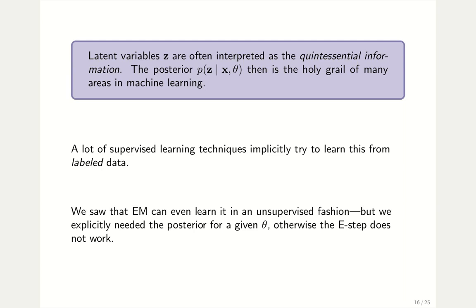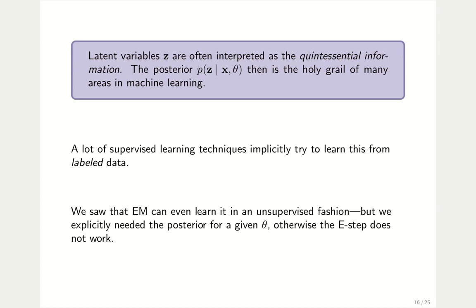Okay? And to understand this, we will look again at latent variables. When you look at unsupervised learning literature, these latent variables Z are very often interpreted as the quintessential information that is present in the data. That's the quintessential information that you can compress your data to. And that's, of course, why this posterior distribution all of a sudden gets the holy grail of many areas in machine learning. Because if you know the posterior, if you can compress it to the quintessential information, you can throw away your data and you have all the intelligence or the learning drawn from the data that you could.